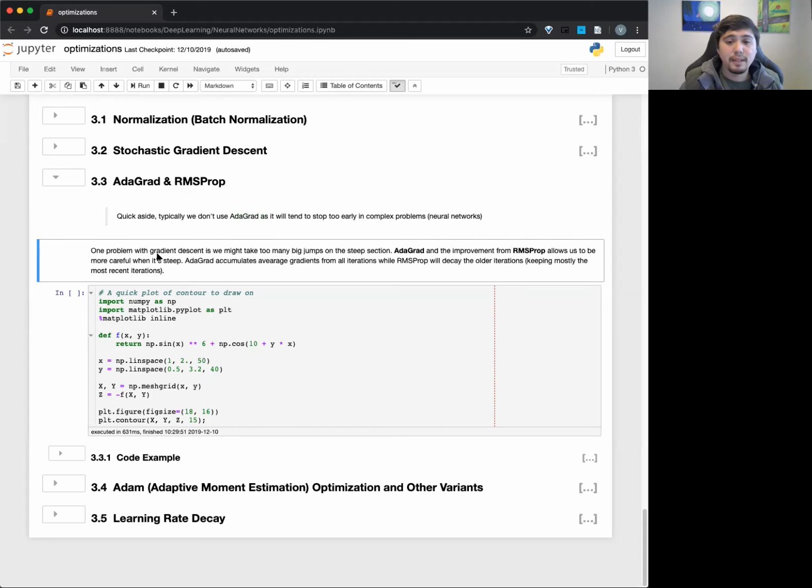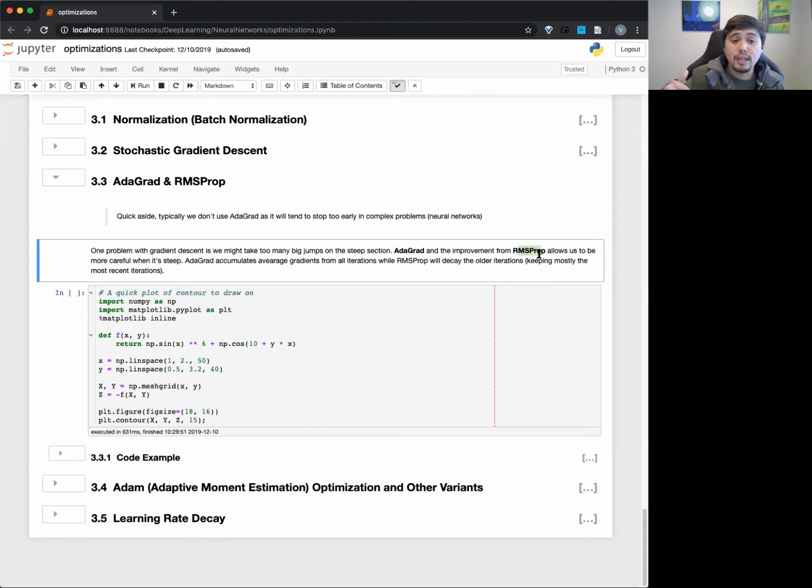So basically the problem with gradient descent is that we might take too many big jumps on a steep section. And that means we skip over something or we're not careful enough. So autograd and therefore RMSprop have the same idea.